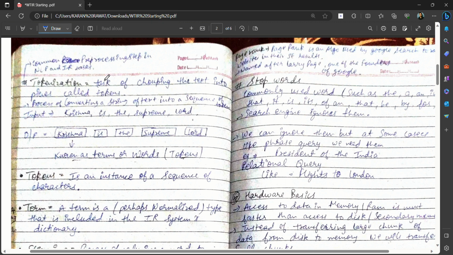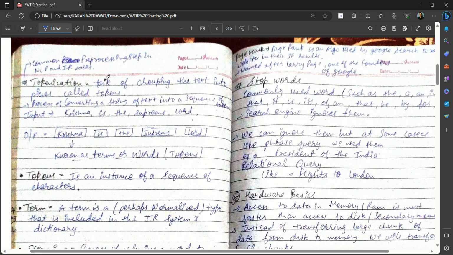Pre-processing means before the processing, and that is basically tokenization. When we are retrieving information, and when we are using natural language processing, tokenization is the pre-processing task in NLP and information retrieval. So now we understand that this takes place before the NLP and IR tasks. Now, what is tokenization?